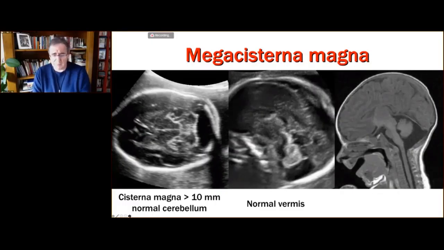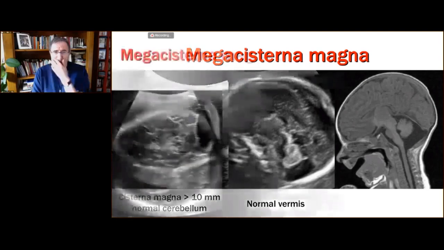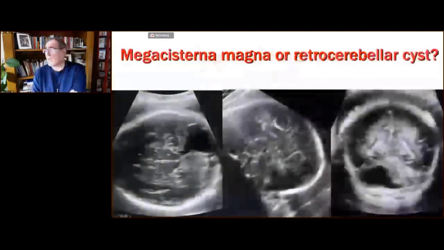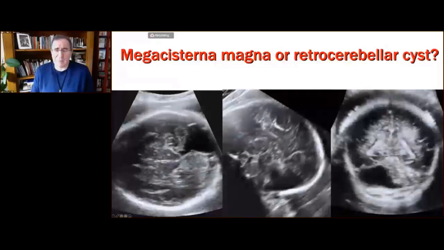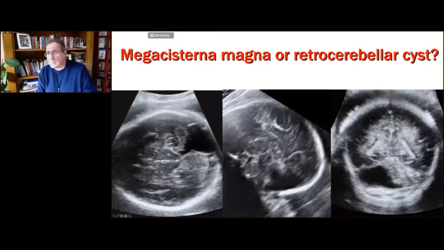The main problem that we had with megacisterna magna is that sometimes it is difficult to differentiate it from other expansive lesions, such as arachnoid cyst or other types of cyst of the posterior fossa. Of course, if there is an asymmetry in the dilatation, this is most likely to represent a cyst which may be growing and may require neurosurgery at the time of birth, which is almost never necessary if you have a megacisterna magna.